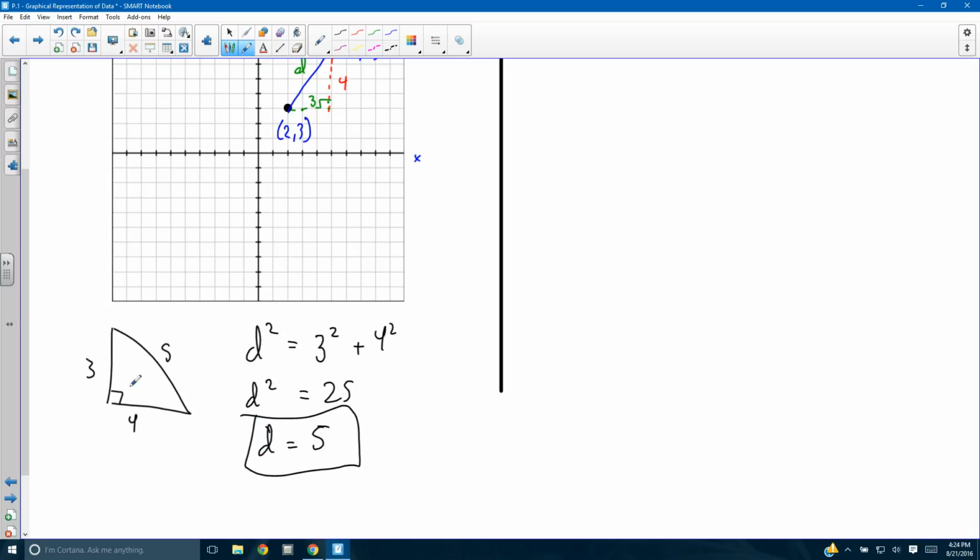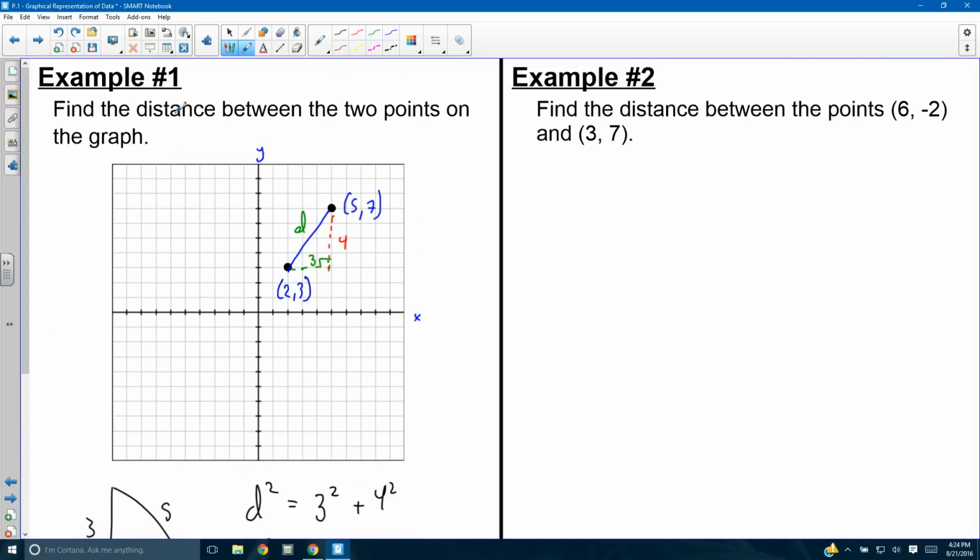I could have called it c. It doesn't matter. We're just trying to find the distance, and they didn't specify which way to do it. Now, it's a lot easier if there's a graph there because you can truly see the visual and actually count it. I know the distance between 7 and 3 is 4; I can just do that subtraction in my head. Now, let's say you didn't have a graph. Let's say you wanted to actually use the distance formula. Let's do a second example. This one has a negative. Be very careful. Find the distance between the points 6, negative 2, and 3, 7.